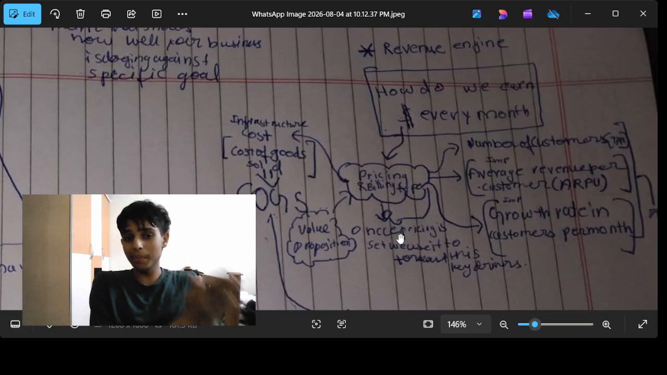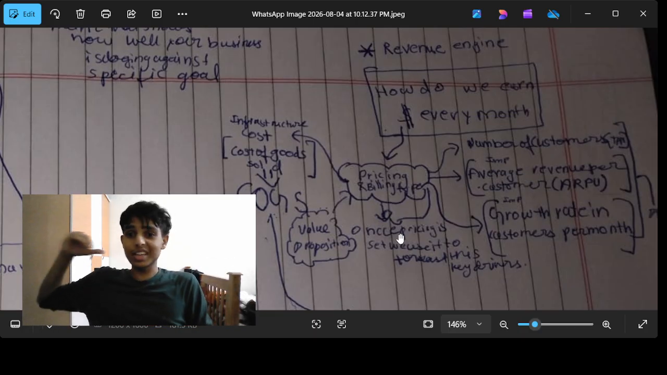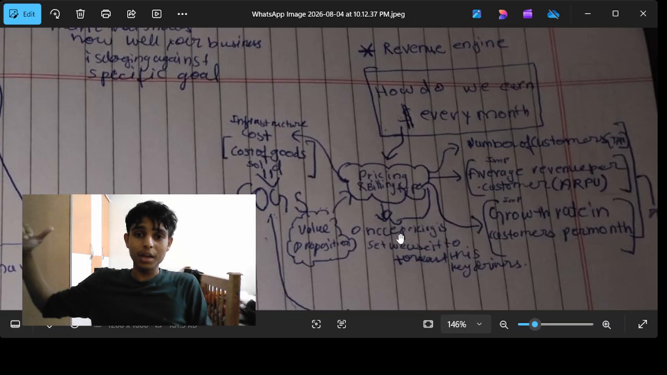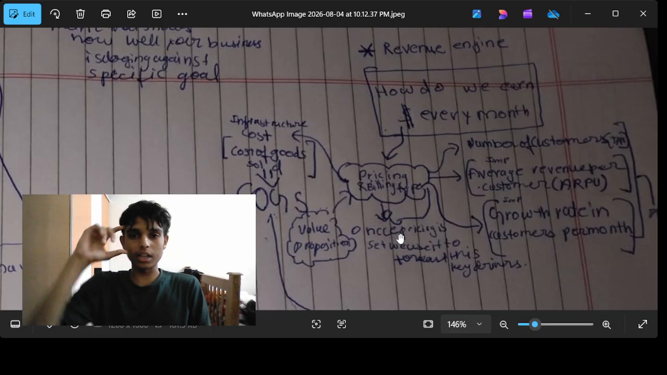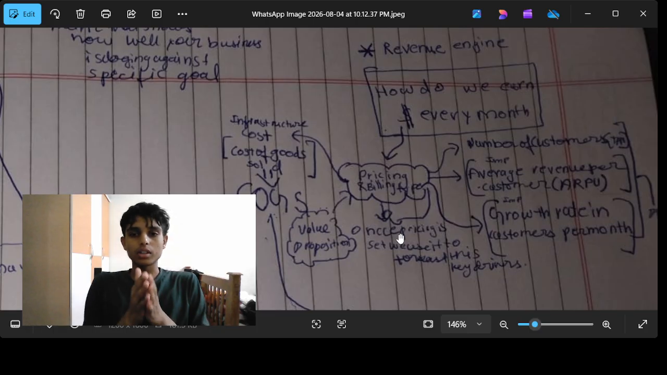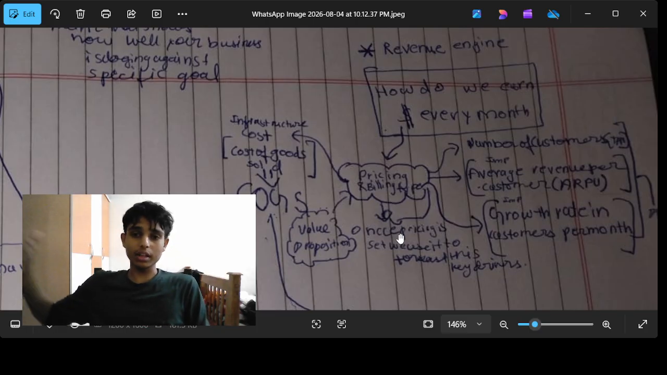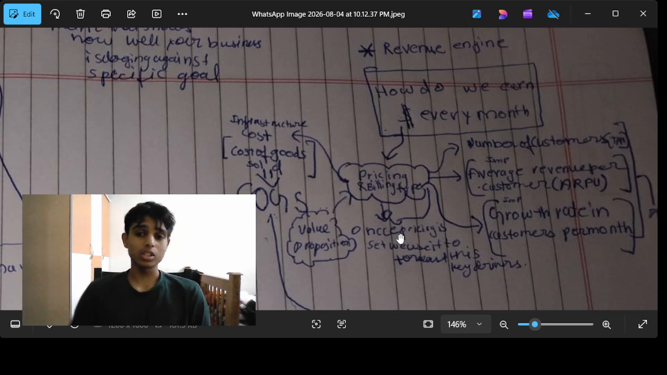So from your pricing and billing, you can determine how many customers you can gain over a period of time. It's just a projection, so that the investor will have metrics to view: the number of customers you can gain, the average revenue per customer, then the growth rate in customers per month.